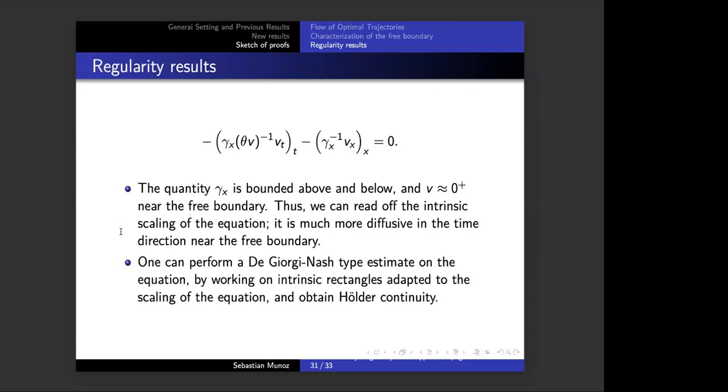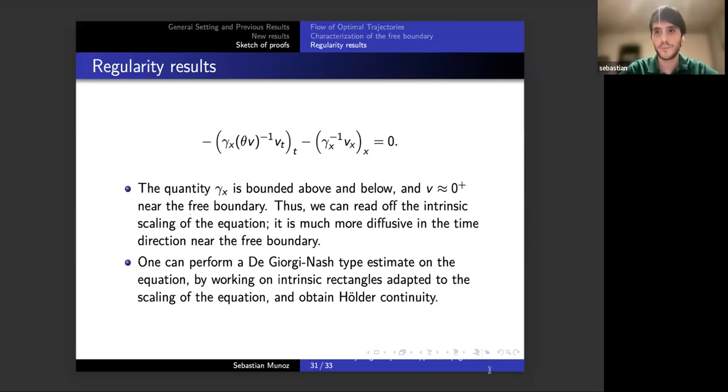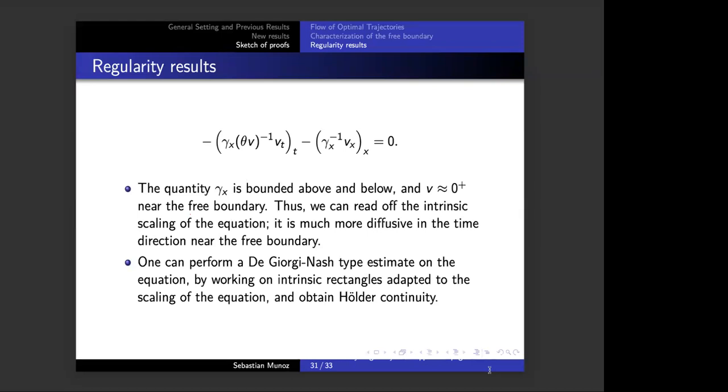Let me ask a question here. You are saying that since v is going to zero, v minus one becomes large, right? So it means that the v_tt term has a large constant in front, so v_xx is less important. So it's v_tt which is dominating, right? Yes, v_tt is dominating. So what can you deduce from the fact that v_tt is dominating?